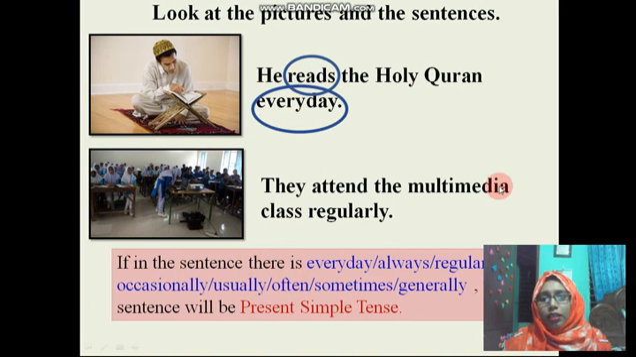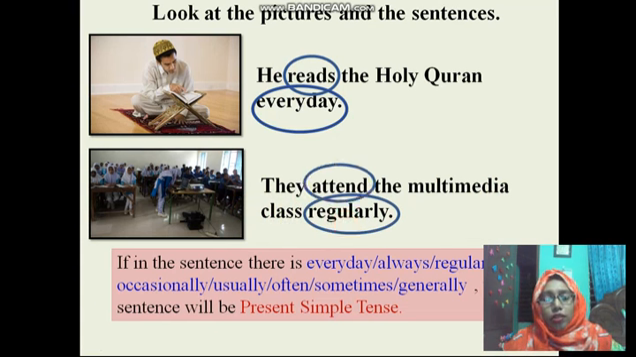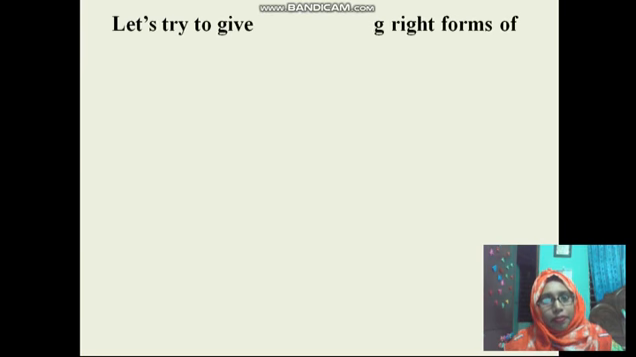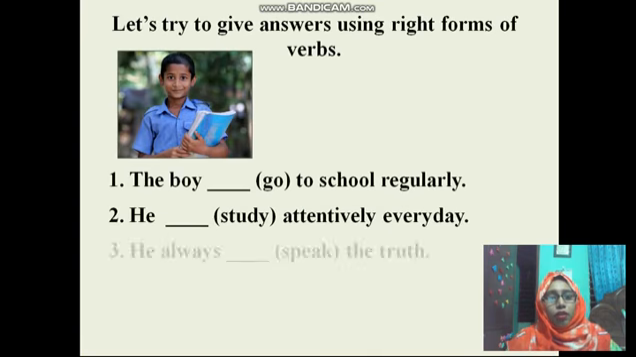They attend the multimedia class regularly. Here regularly is present. That's why these are present simple tense. So clear, guys? Now let's try to give the answer using the right form of verbs.